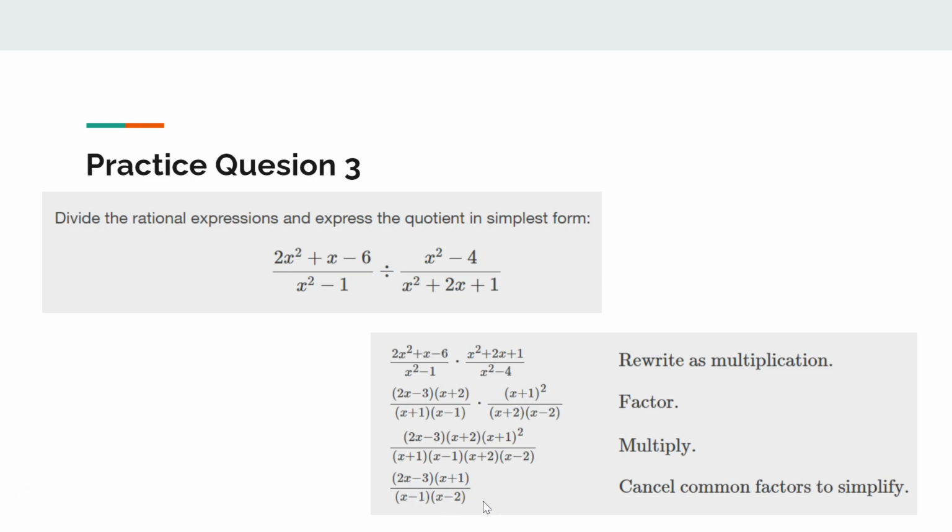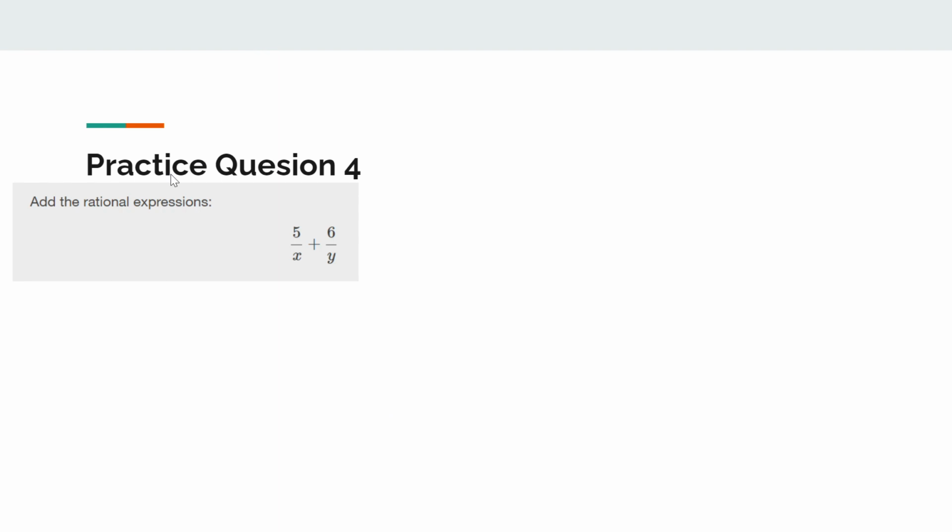Okay, so for the last question, it's pretty simple. Add the rational expressions 5 over x plus 6 over y. Notice that for this one, they don't have the same denominator, so you have to first do the multiplying to get your common denominator. So yeah, go ahead. I'll give you guys just 40 seconds to work on this. Start from now.